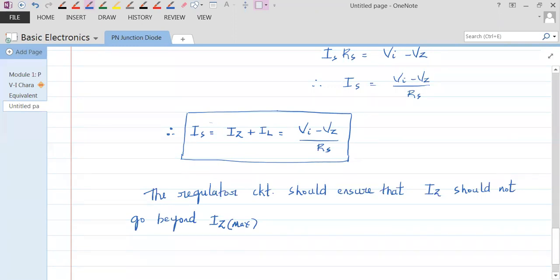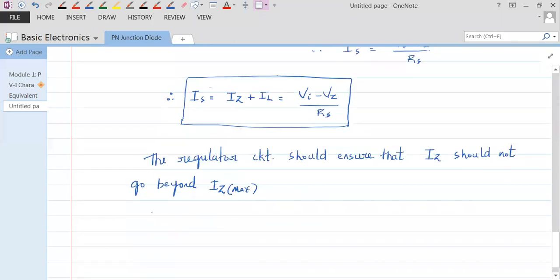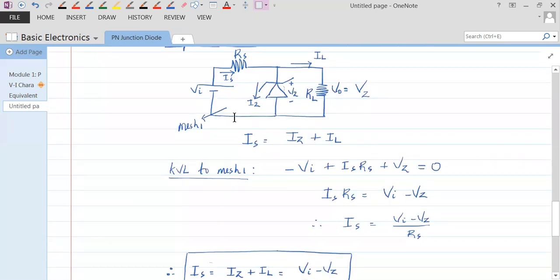Understand that? So what we can do is this. When Vi is Vi minimum, some minimum voltage when we apply, okay, then Is is also minimum. Understand? When the applied voltage is minimum, that is Vi minimum, then the source current is also minimum. The current that it is giving is also minimum.